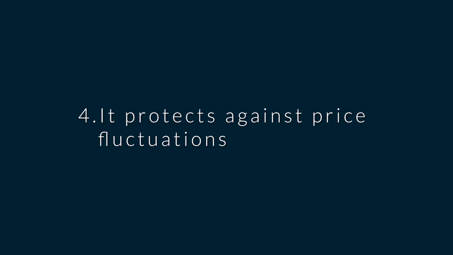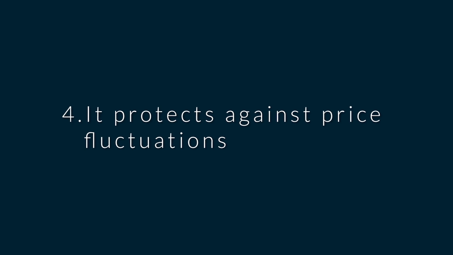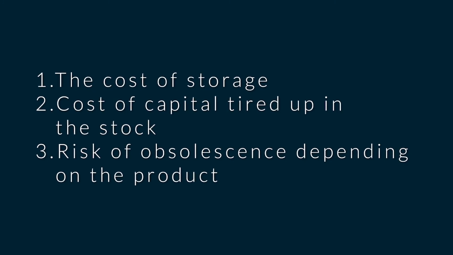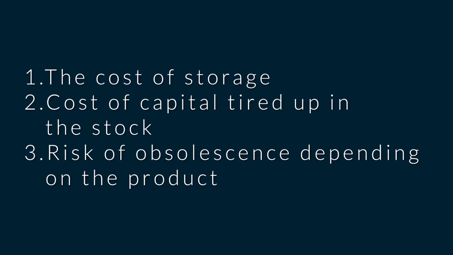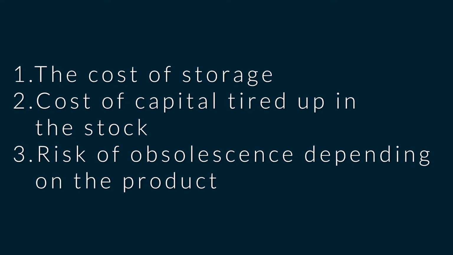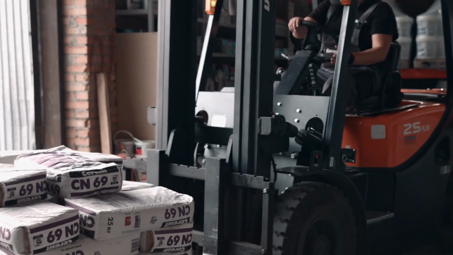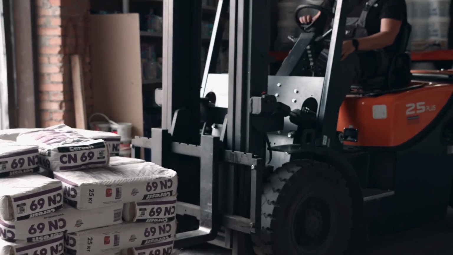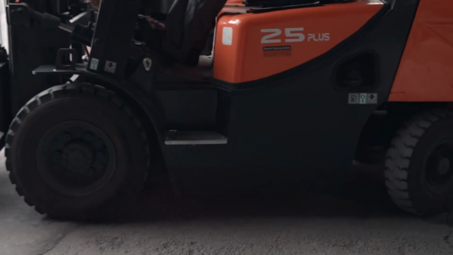Another one is that it protects against price fluctuations. But then you have a number of costs. As we mentioned earlier, you have a number of costs associated with having more quantities. These will include things like the cost of storage, the cost of capital tied up in stock, and risk of obsolescence depending on the product. So what you're simply saying is that you need to remember that holding stock can reduce risks, but it can also increase costs. And so there you go. These are some of the things that you need to know.